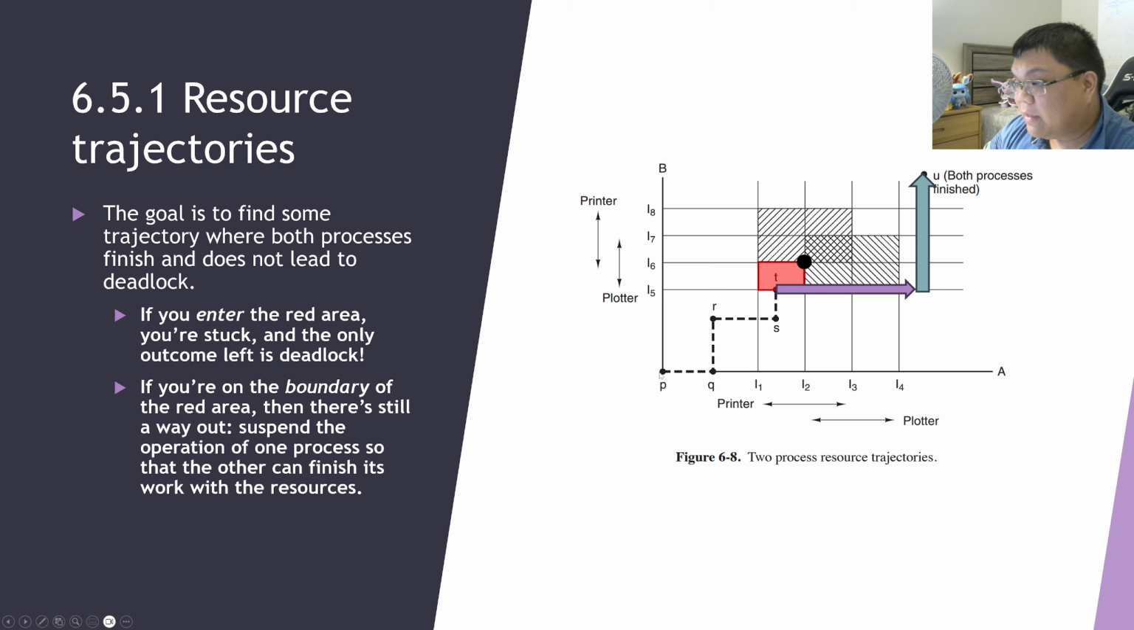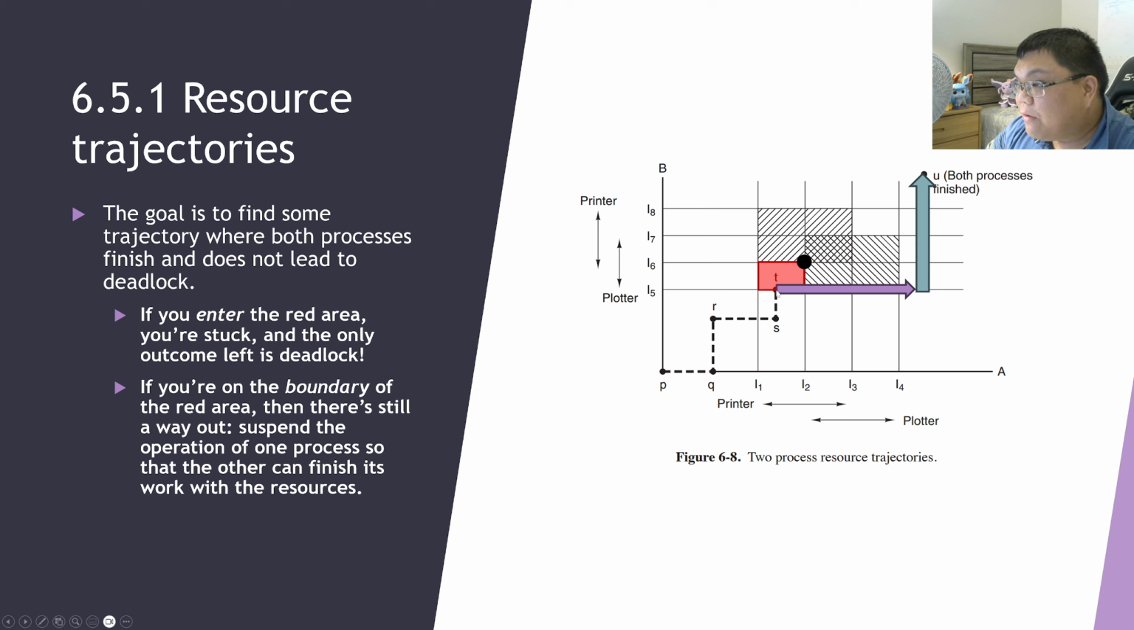It means from P to Q, process A runs. From Q to R, process B runs. From R to S, process A runs and gets the printer. From S to T, process B runs and is about to get the plotter. But the moment we enter this red region, we enter an unsafe state that's going to lead to deadlock. So we cannot enter the red region because we would get stuck.